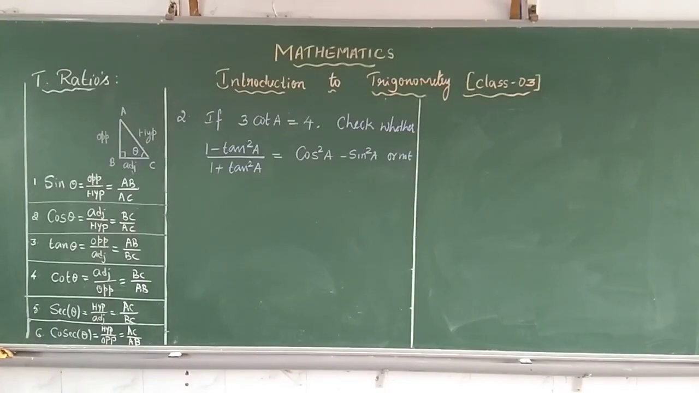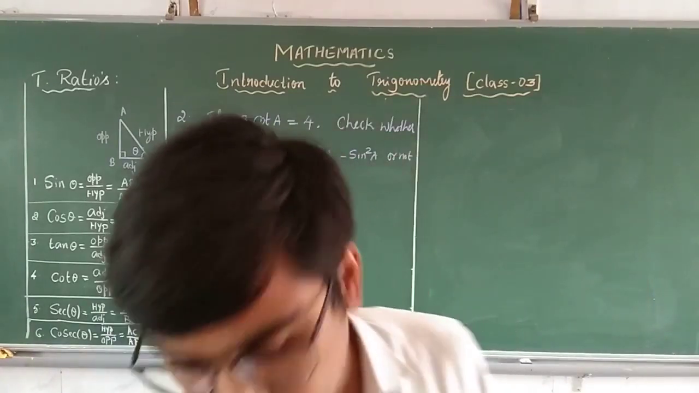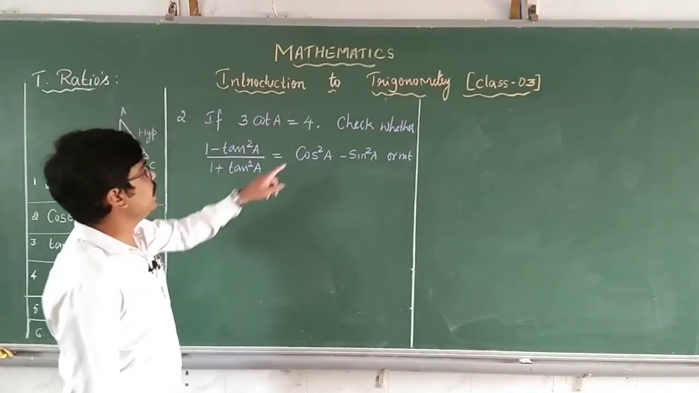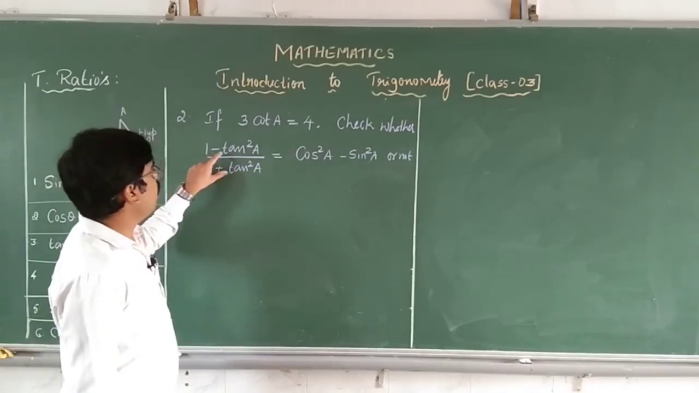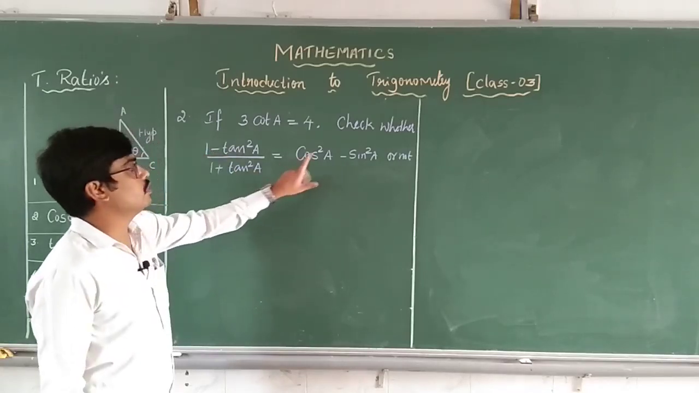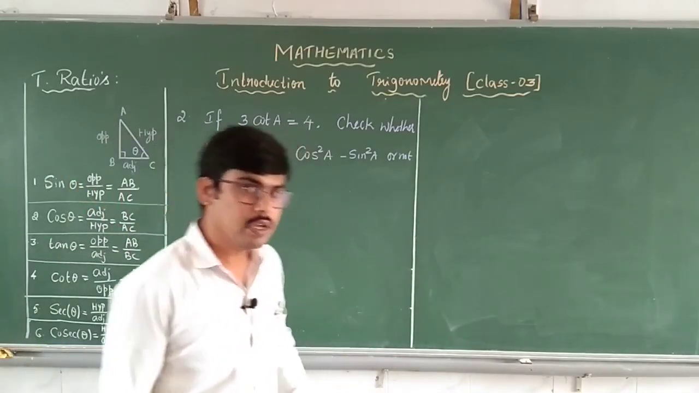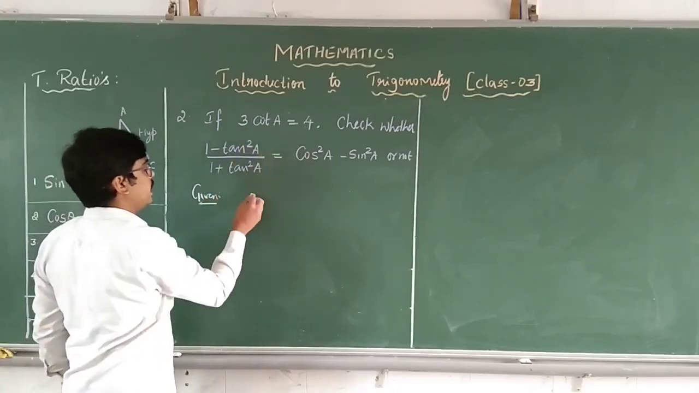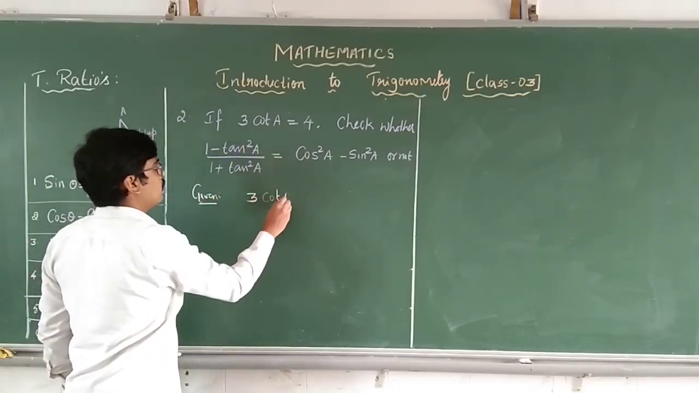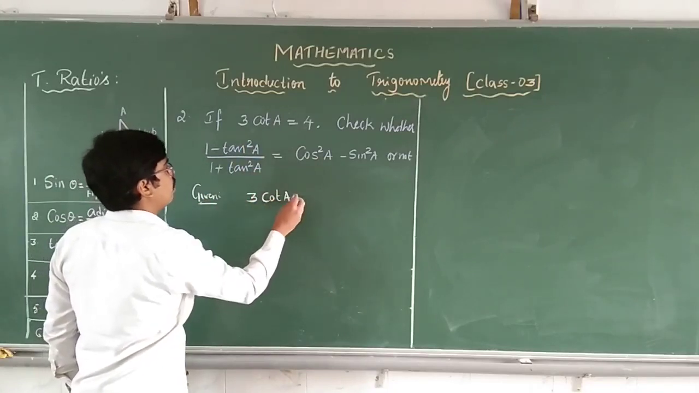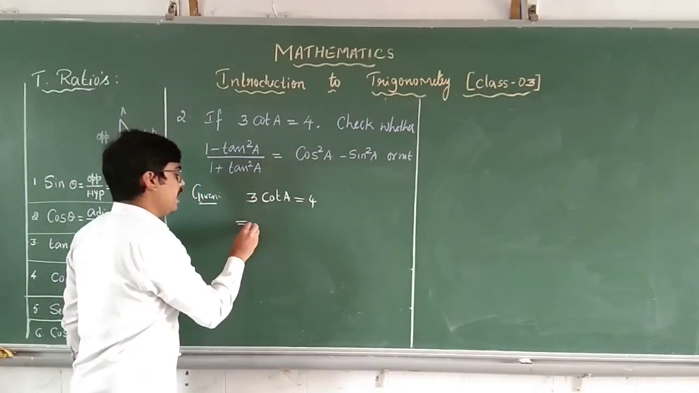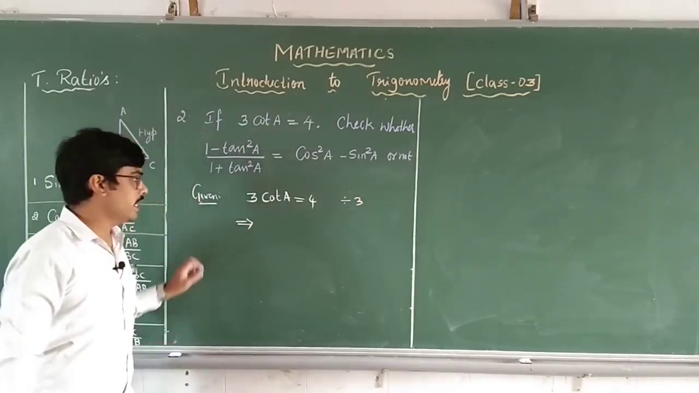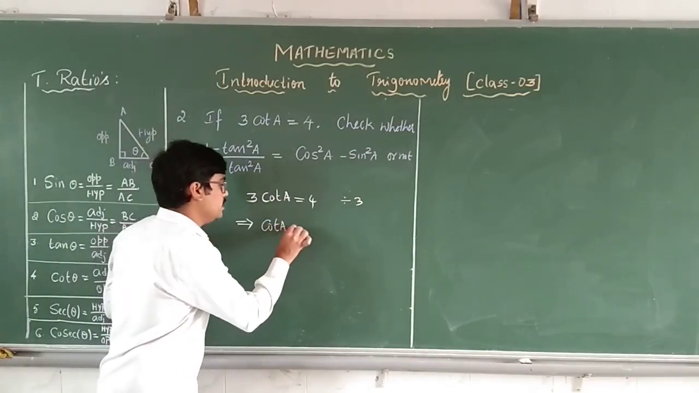The second problem of today's class is like this. If 3 times cot A is equal to 4, then we need to check whether the ratio of 1 minus tan square to 1 plus tan square is equal to cos square minus sin square. For this, we need to find the ratio by using the given data. They have given 3 times cot A is equal to 4. This implies, by dividing the whole equation by 3, cot A is equal to 4 by 3.